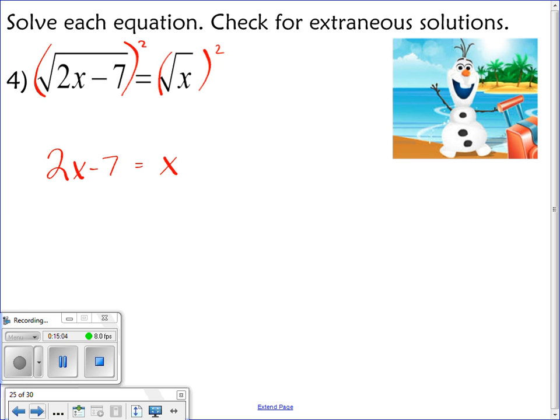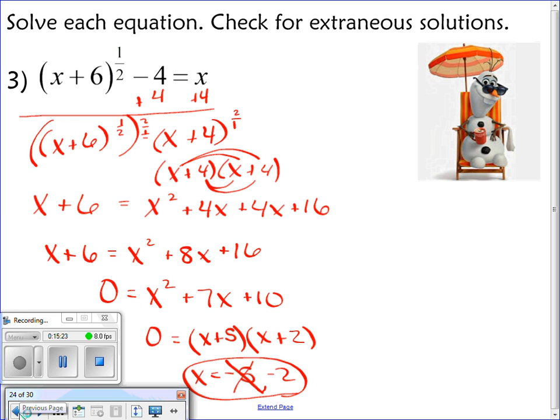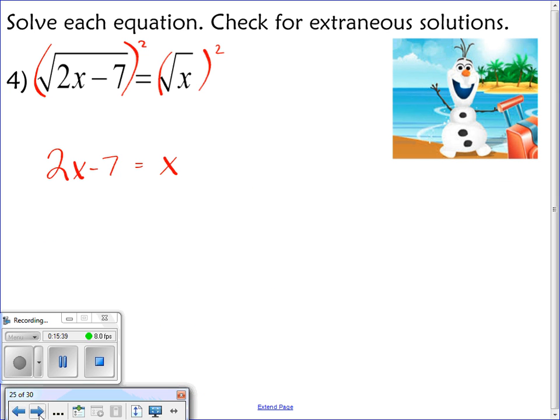Do I need to set it equal to 0? I don't have an x squared. No. If it has an x squared, we set it equal to 0 because we have to factor it. But if it's just a plain old x, I can just solve. Anytime you have an x squared that shows up in the midst of your solving, you have to set it equal to 0 so you can factor it. Here I don't have an x squared, so I don't have to set it equal to 0.